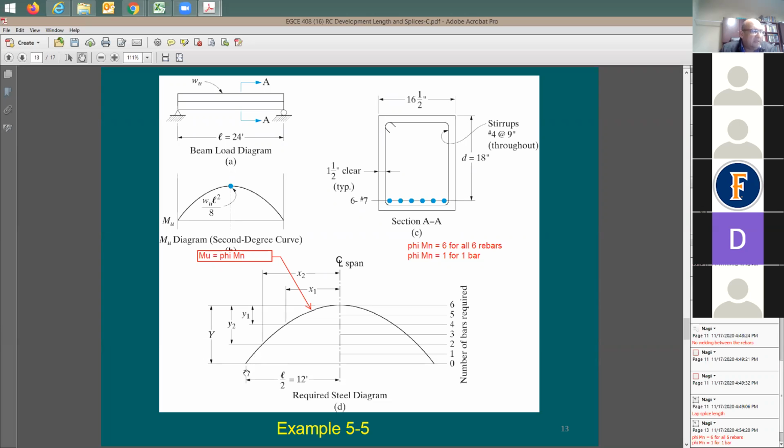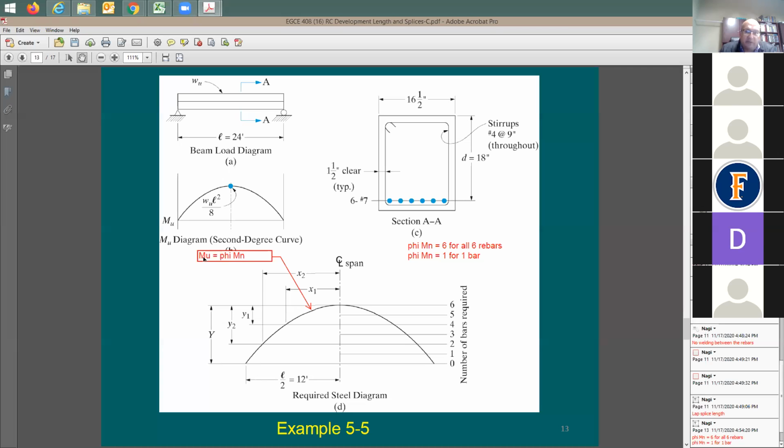So this is actually the demand curve, right? This is going to be like this, W L squared divided by 8, and it is going to be equal to the capacity of the 6 rebars, and each one of these rebars is going to be covering 1/6 of the entire moment diagram. So here's the first rebar from 0 to 1, right? It's going to be covered by the first rebar, second, third, fourth, fifth, and sixth. So this means I have a good design, because phi Mn is going to be equal to M sub u.